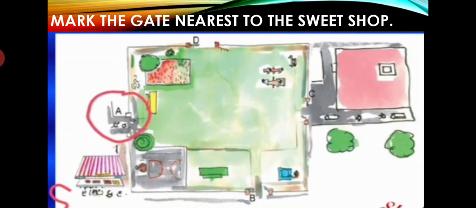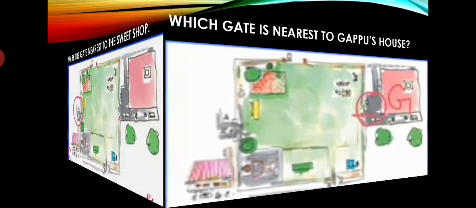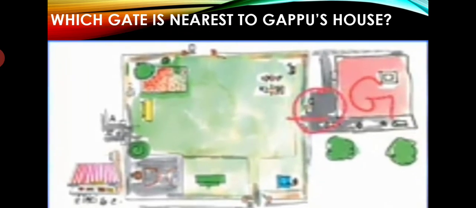Now the sweet shop is on my left hand side. So near to the sweet shop, which gate is there? Yes, it is gate A. Now second question. Which gate is nearest to Gappu's house? Now Gappu's house, you can see Gappu's house. G is for Gappu's house. And which gate is near to Gappu's house? Yes, it is gate C.